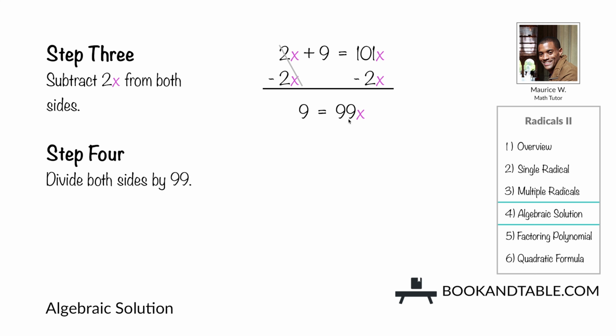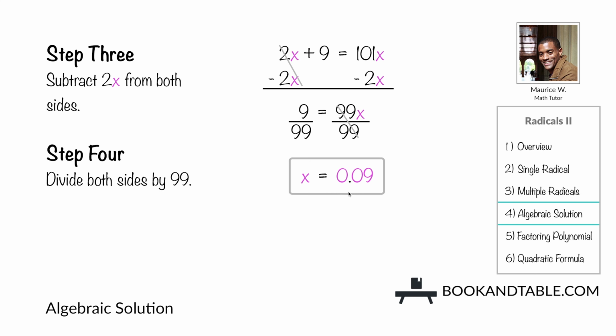So since this has a coefficient of 99, we want to divide both sides by 99 to get rid of it, leaving you with x is equal to 9 over 99, which is equal to x is equal to 1 over 11, which is equal to 0.09. So the answer is x is equal to 0.09.